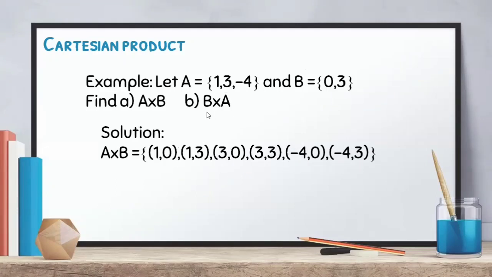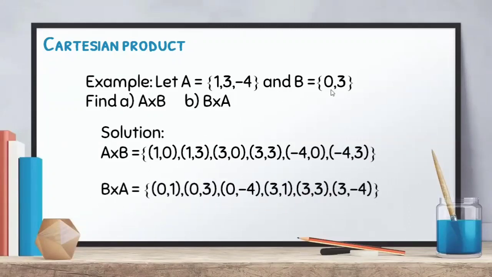This time, we're going to have B cross A. All right, B cross A. So we have to start with 0. 0 is paired out to 1. 0 is paired out to 3. And 0 is paired out to negative 4. So that will be the first step.